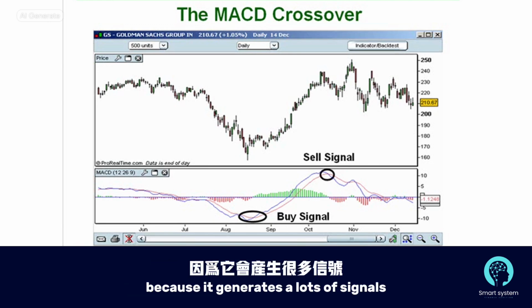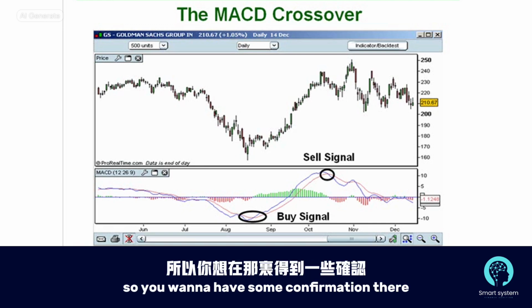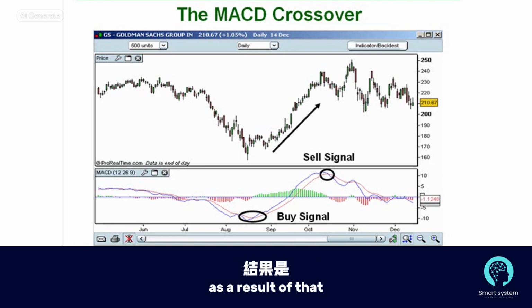It's a good indicator because it generates a lot of signals. It's also going to generate a lot of bad signals, in addition to the good ones. So you want to have some confirmation there. You can see the market went up there as a result of that.